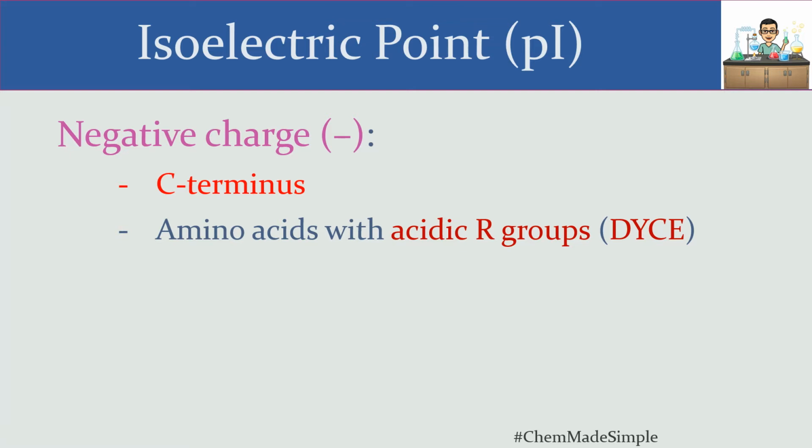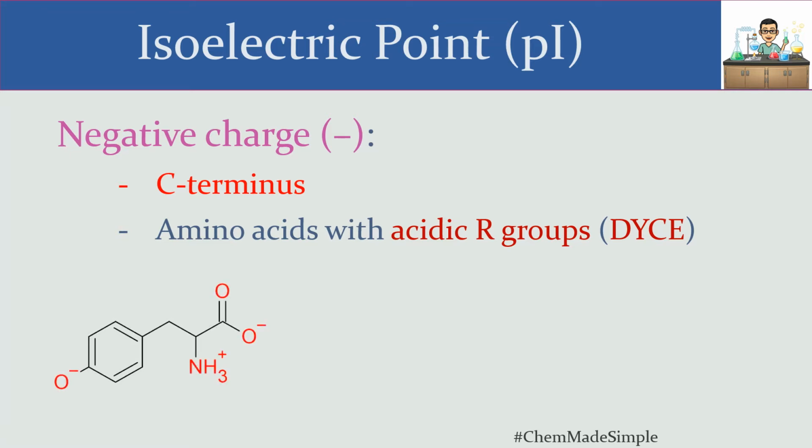Just for emergencies. And so DYCE: D is the one-letter abbreviation for aspartic acid, Y is the one-letter abbreviation for tyrosine, C is cysteine, and E is for glutamic acid. Those are the amino acids whose R groups are capable of producing a negative charge at certain pH points.